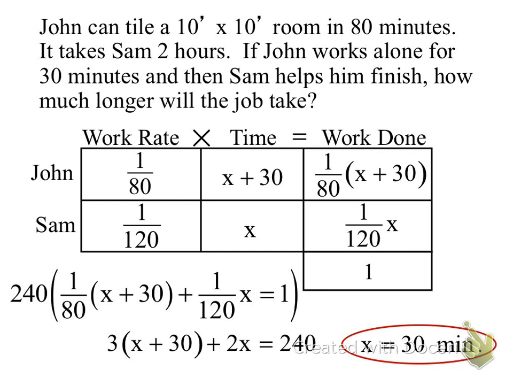Daniel. So when it says if John works alone 30 minutes and Sam helps him finish, how much longer will the job take? This right here is their how much longer. Right? Because it's their together time that we're naming. The together time that they're doing is X. We don't know how much it is. I know we did plus 30, but John works an additional 30. Okay?